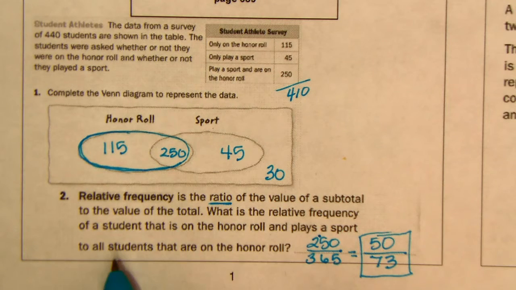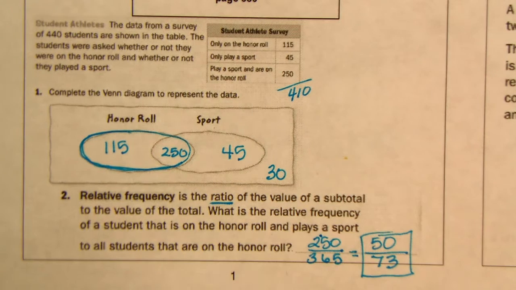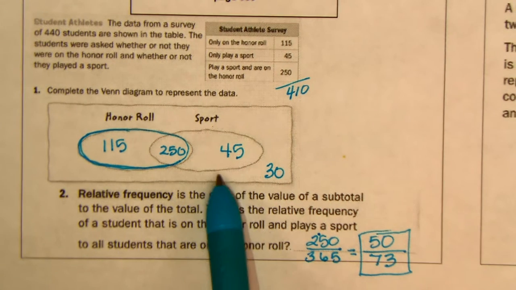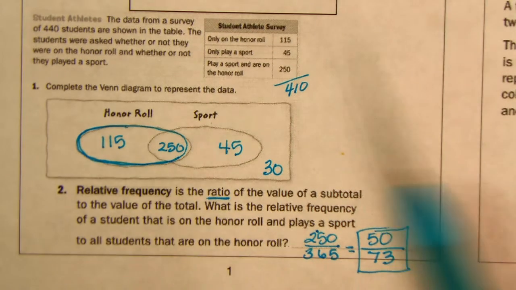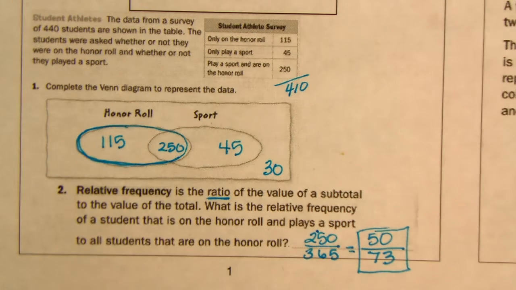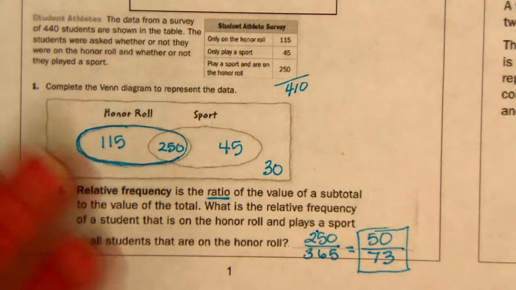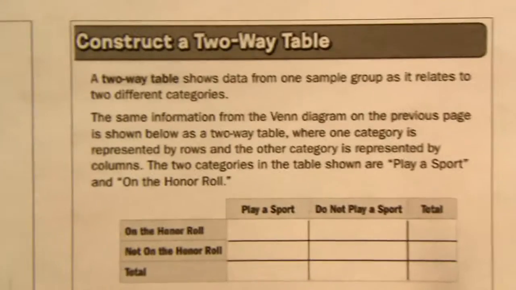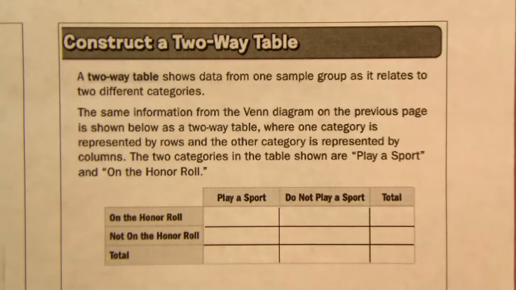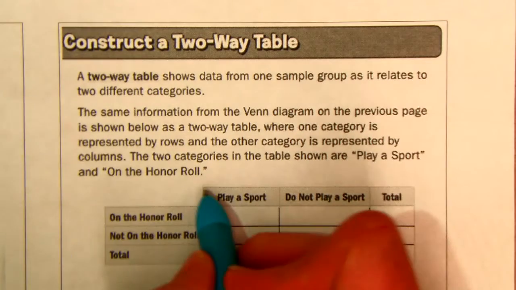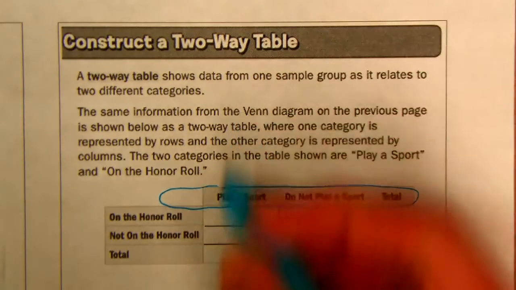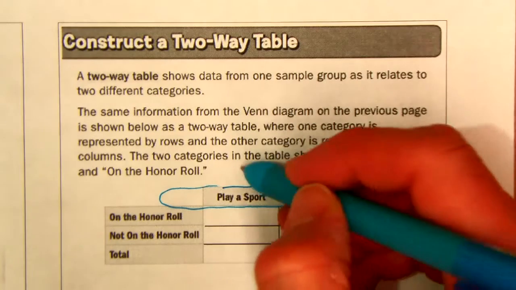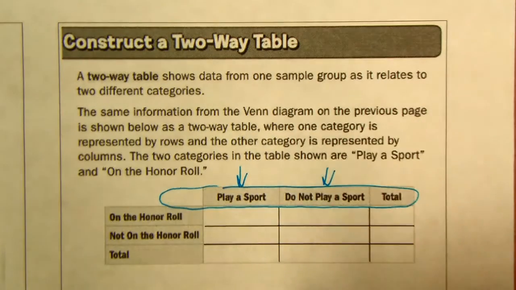Now we can take this information that they give us here, or here, or here, and we're going to put it into a two-way table. You're probably thinking, two-way table, what does that mean? Well, if we look over here, there is a two-way table. I want you to take a look at the columns. The columns are playing a sport or not playing a sport, and then the rows, so these are playing a sport, these do not play a sport. Honor roll, not on the honor roll. So the two questions are represented in the columns and the rows.